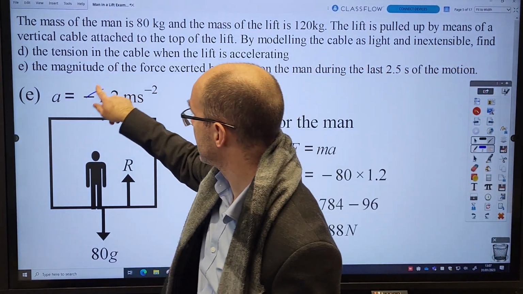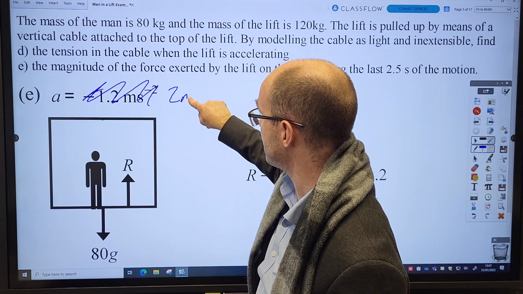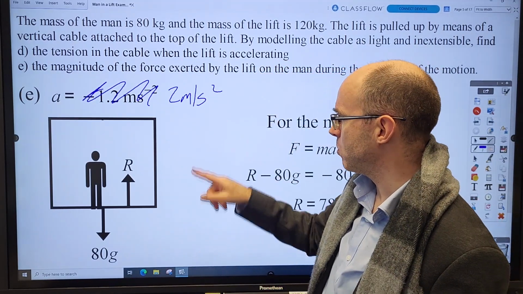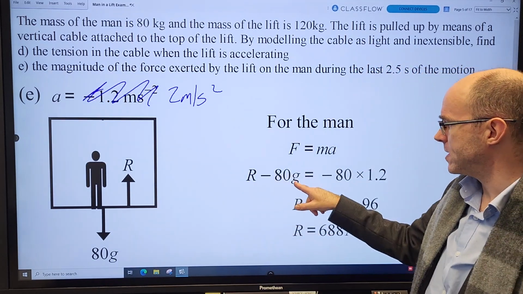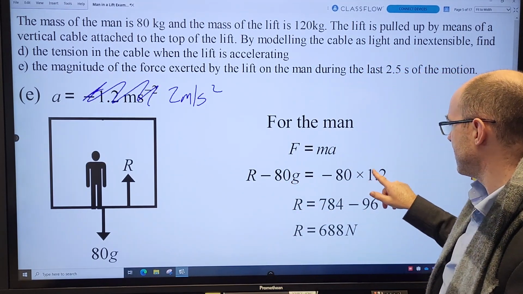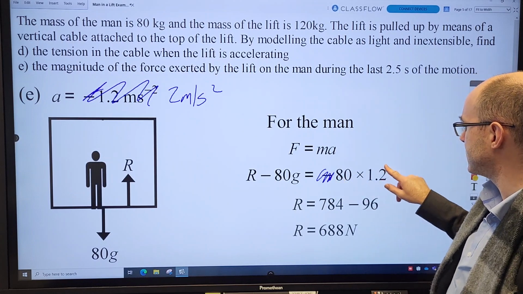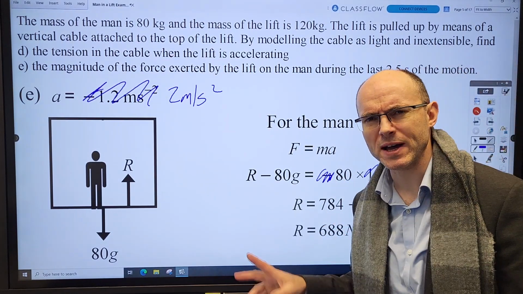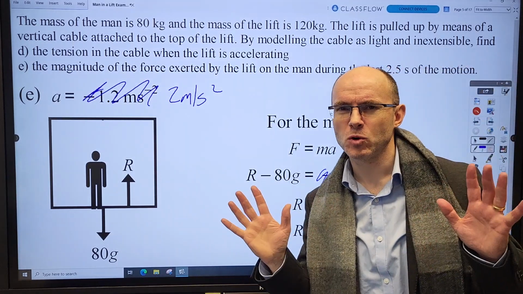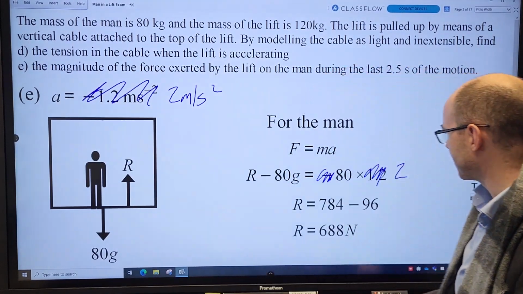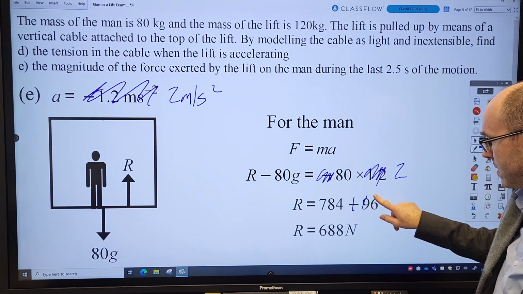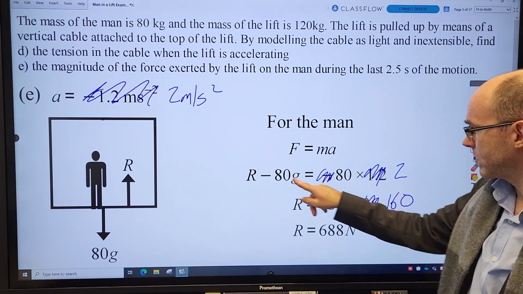Suppose this time it's the beginning phase, which was 2 meters per second squared. That was what was happening at the beginning, and it's still moving upwards. Then this would change to R minus 80g is equal to positive 80 multiplied by 2 instead. Let's see if I can do this numerically without a calculator. Of course I can. You should be able to as well. So 80 times 2 is 160. So that's going to be positive, isn't it? 160. And bring that over to that side.